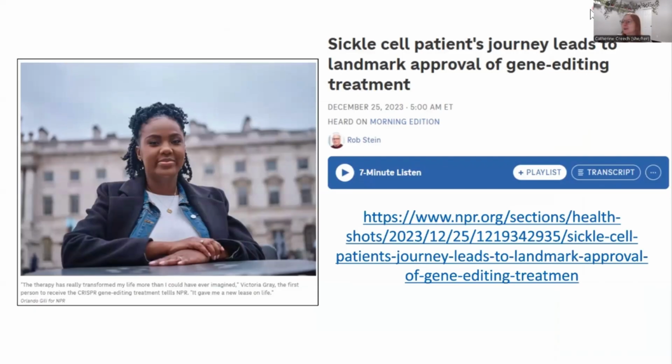I also want to talk about how CRISPR is affecting people currently. So this is Victoria Gray. Victoria Gray should be a household name. She's an American hero. She is the first person to have CRISPR edit cells in her body to help her with her sickle cell anemia. She is so brave. She is a wonderful spokesman for the impact of this disease on the people it affects. So just a rock star, like, so cool.